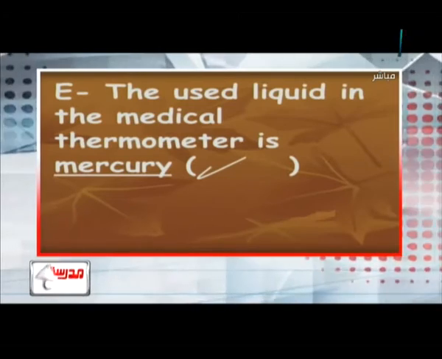We have two liquids: mercury, which is used in the thermometer, and alcohol, or ethyl alcohol, which is used in sterilizing the thermometer. Again, we must differentiate between the two liquids, alcohol and mercury. Mercury is the liquid used in the thermometer, but alcohol is the liquid that is used for sterilizing the thermometer.